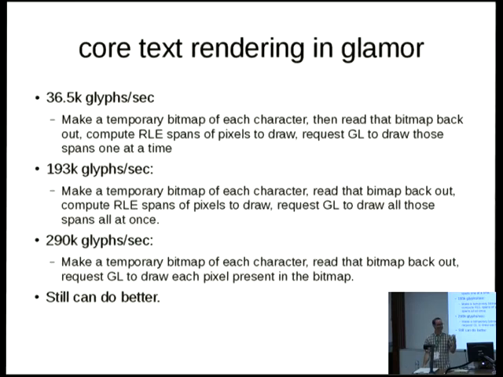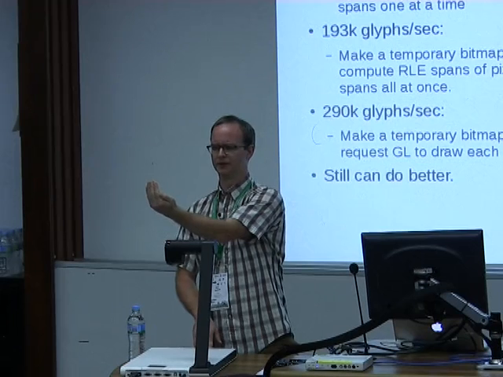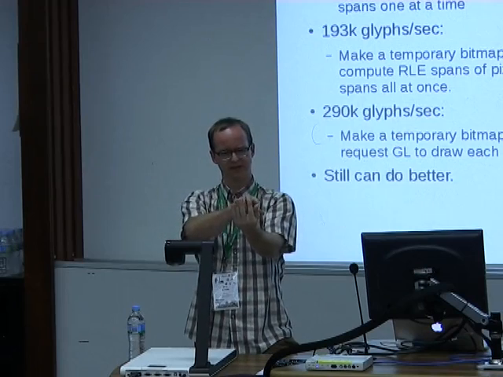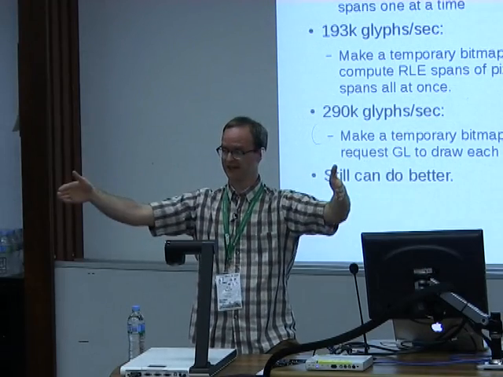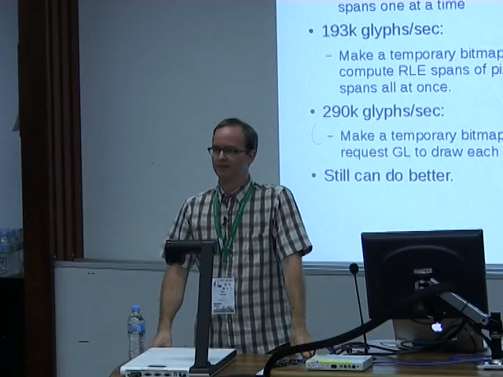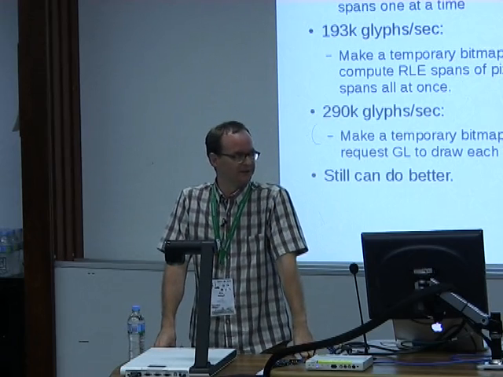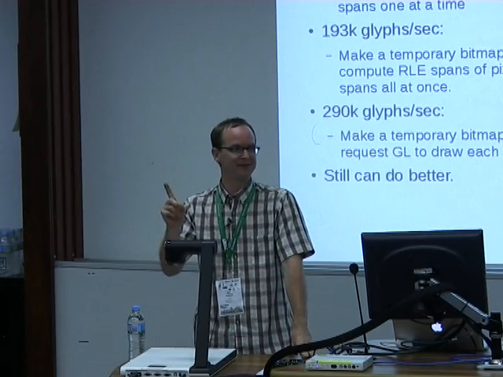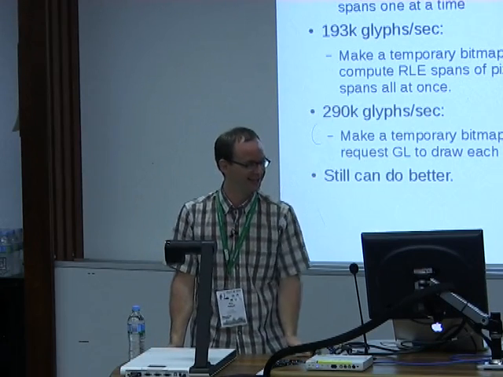So Glamor, when I picked the project back up on my laptop, was doing 36,500 glyphs per second, which is about where we were with color rendering back in the 80s. And it's going through this horrible path. You take your character and your font, upload it to a bitmap, then read that bitmap back out, and walk each of the pixels and find these run-length encoded spans. Then you ask the hardware, hey, could you fill this span, for each span? So, obvious fix: walk the bitmap, collect all the spans, and ask the hardware to fill them all at once, and it's 5 times faster.